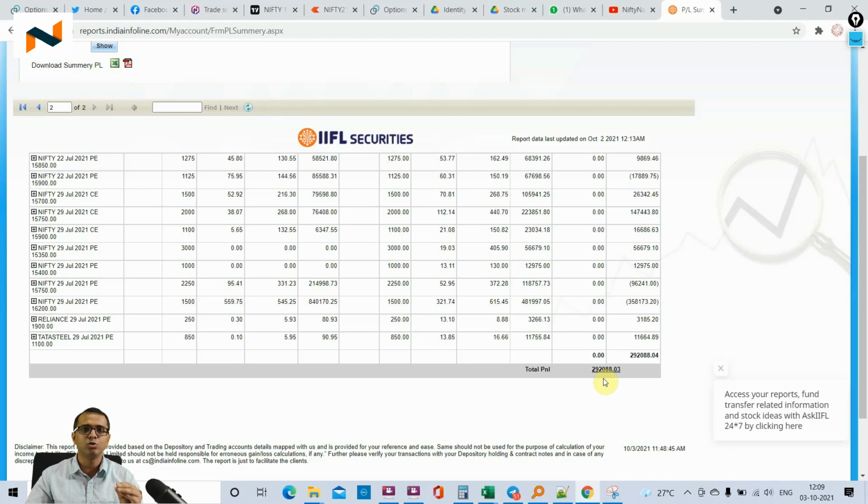But the losses should be such that they will not wipe you out of the market. If you see for the entire quarter, my loss is not more than 4-5% of my capital. If that is the loss, I am totally fine in taking such losses.